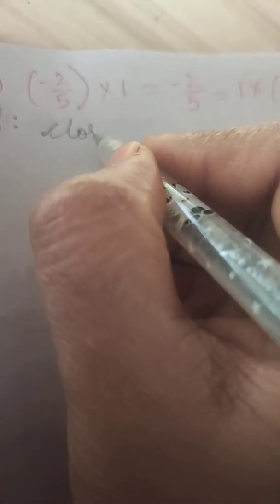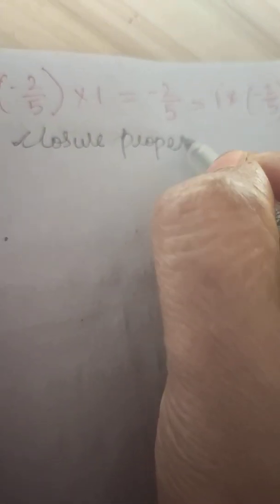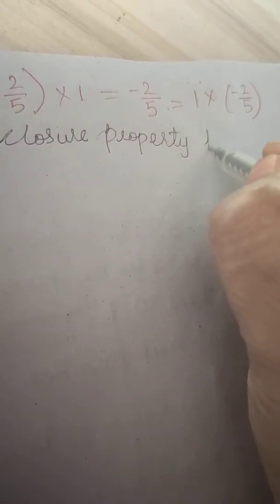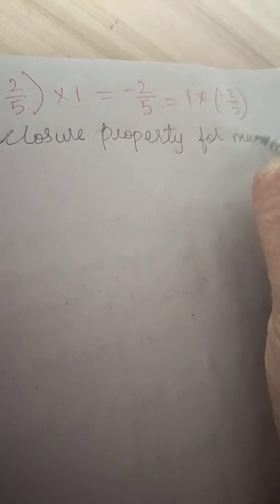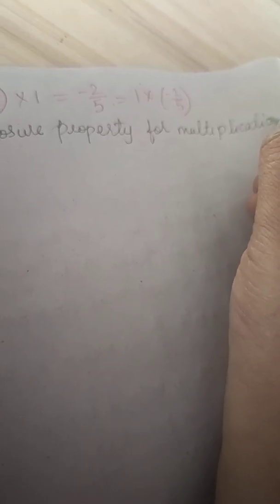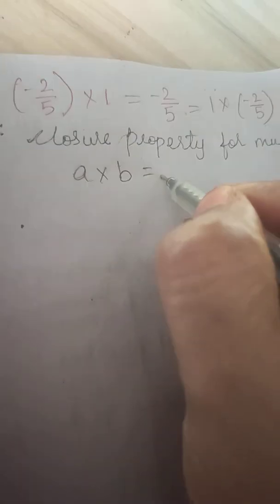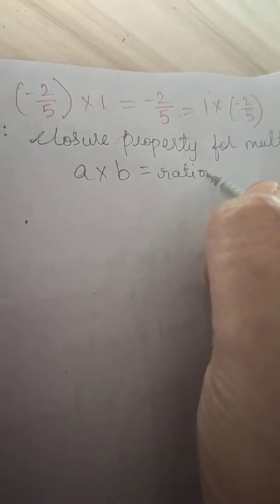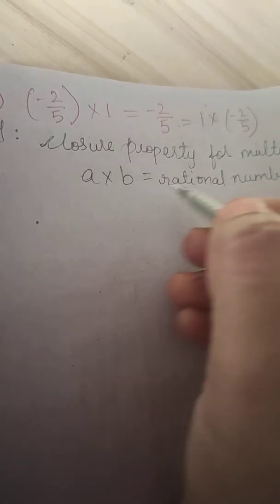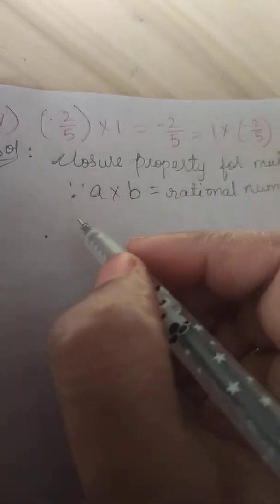What are the two properties? Closure property for multiplication, since a into b is equal to a rational number. Okay, and also commutative property.